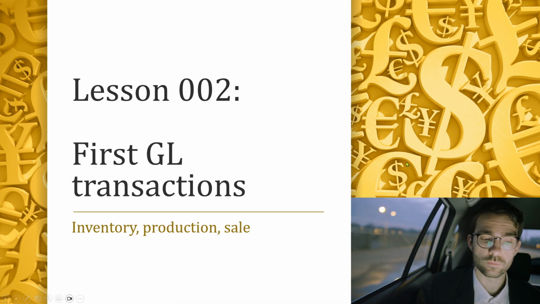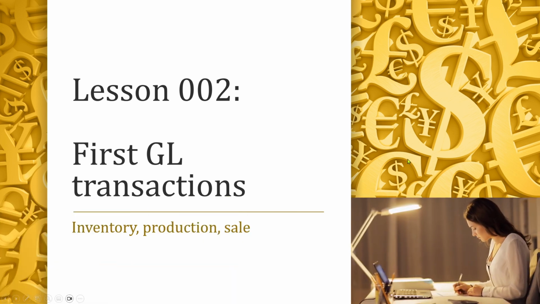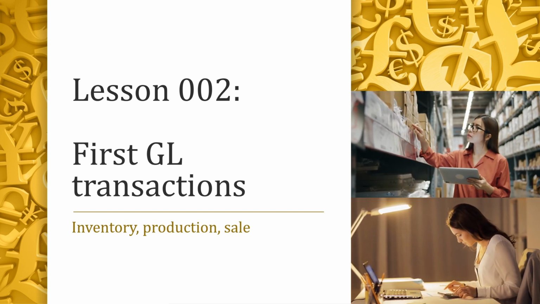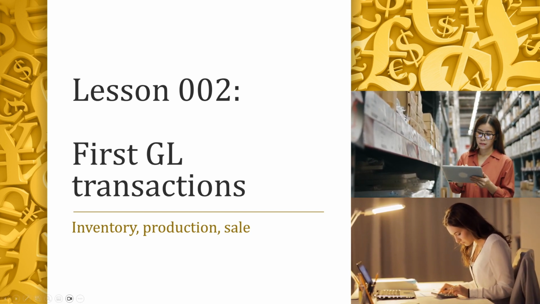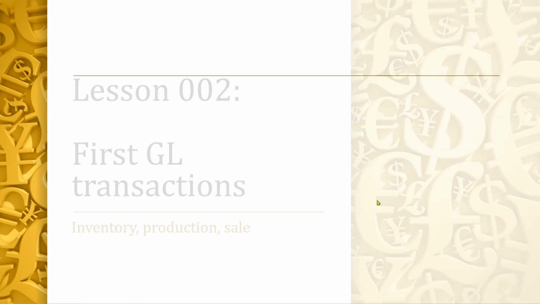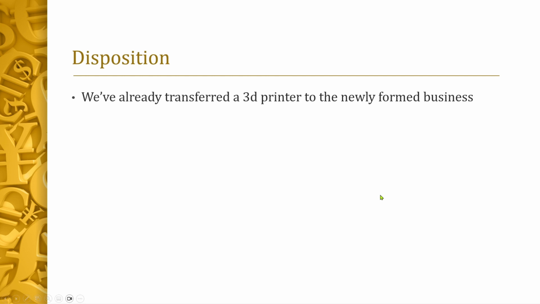Today I want to tell you about the general ledger transactions. We're going to go through an example where we receive items into inventory. Then we're going to go through a production journal and a sale. So let's take a look at the more detailed agenda.